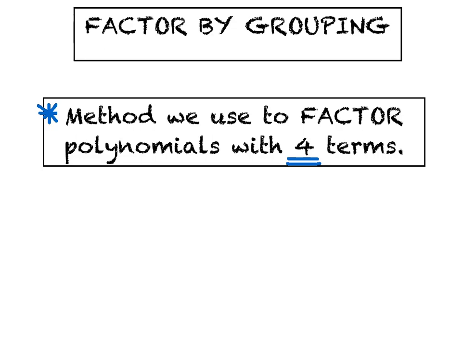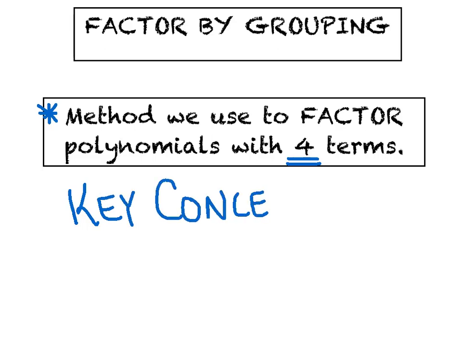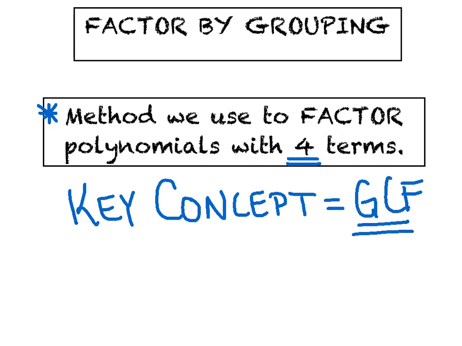The key concept today is going to be GCF. It's all about being able to identify and factor out a GCF. And if you're comfortable pulling out GCFs, then you're going to really like this method we call factor by grouping. Now, before we tackle a brand new problem today, I'd like to warm up with just a couple of older problems that involve pulling out a GCF, just to get us warmed up and talking about finding that greatest common factor.